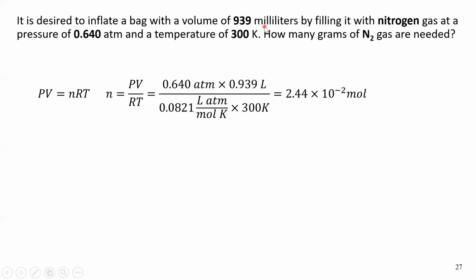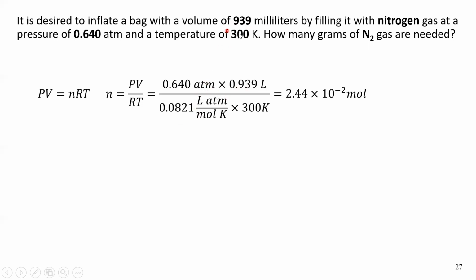Now the volume is in milliliters. We need it in liters in the problem. We want it to cancel out with the units we have for our R value, which is liters atm per mole Kelvin. So we're going to have to take that 939 milliliters and divide it by 1,000. And that's where this 0.939 comes from. And then since our pressure is in atm, we're going to use 0.0821 for our R value. We want to make sure all these units are consistent.